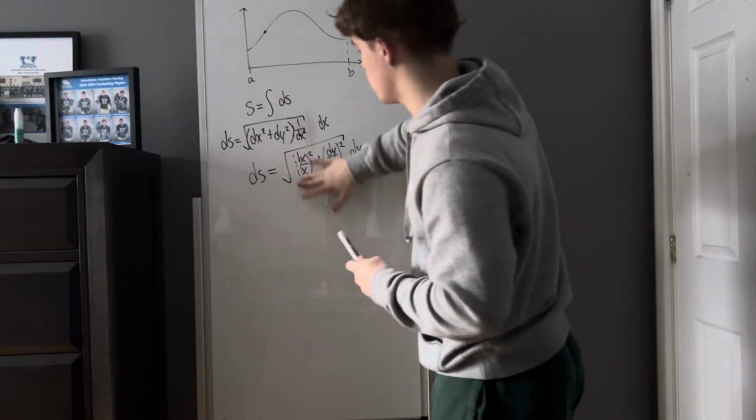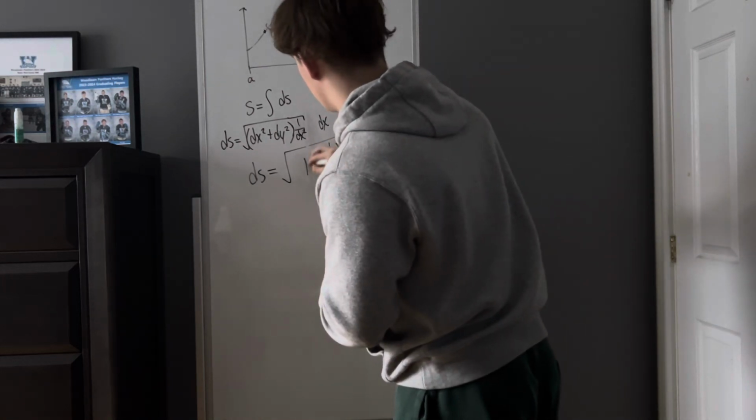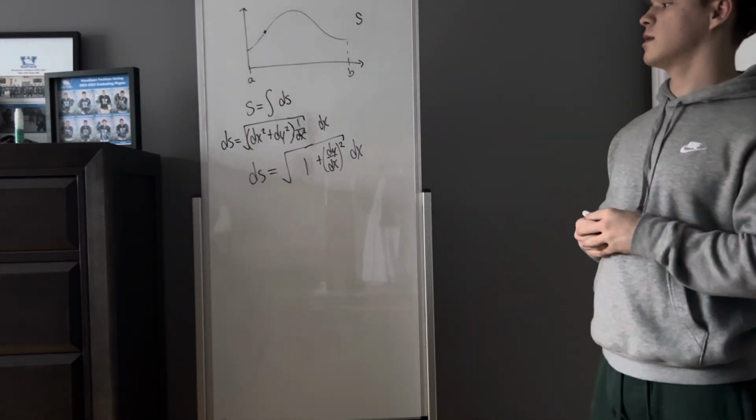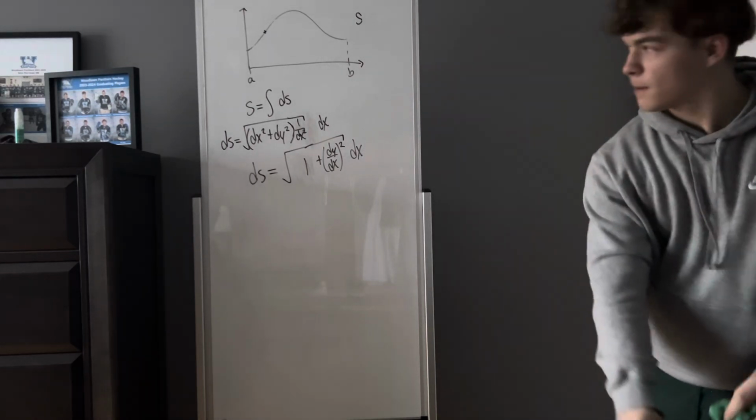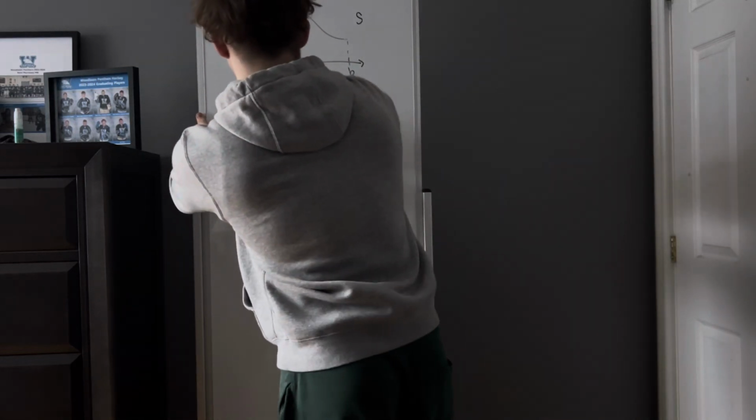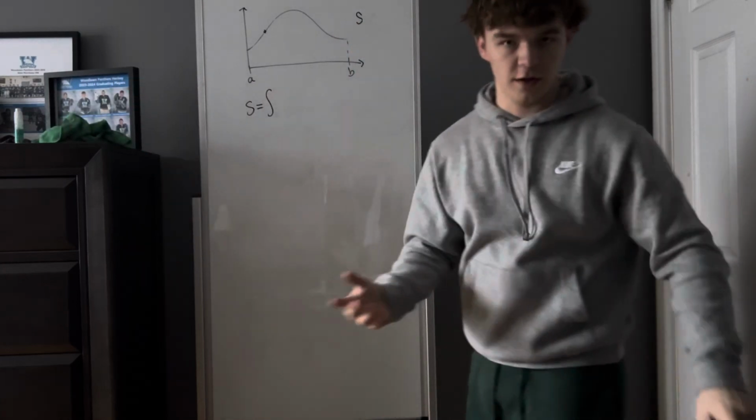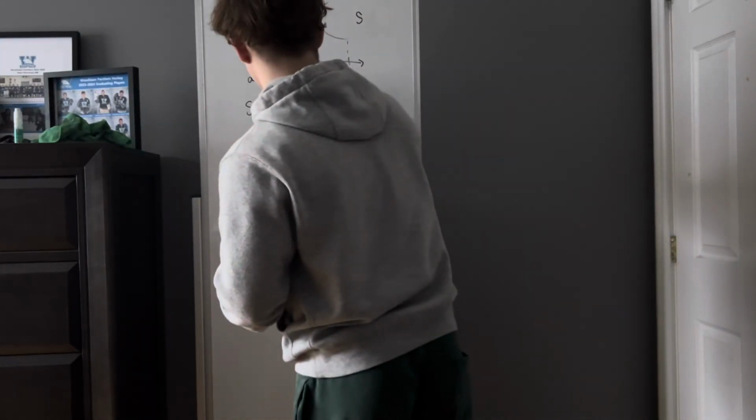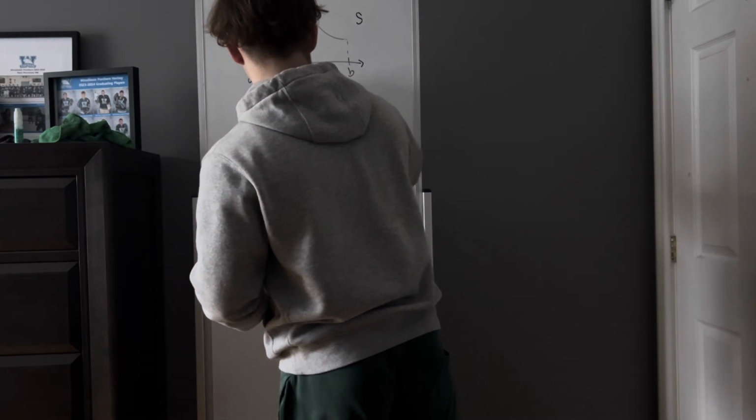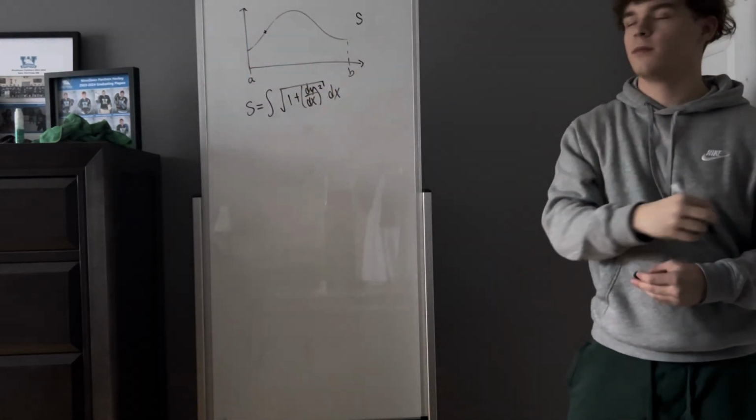Dx over dx, of course, is just 1. 1 squared is also just 1. So this is just 1 plus dy over dx squared with respect to x. So S is the integral of ds, which of course we just figured out is the integral of root 1 plus dy over dx squared, dx. Boom.